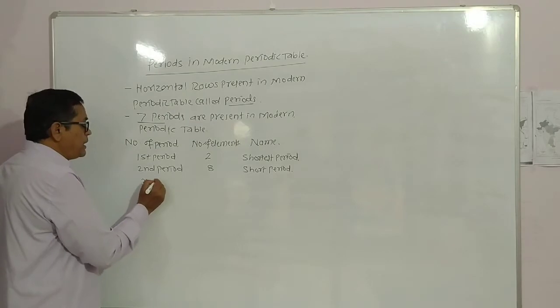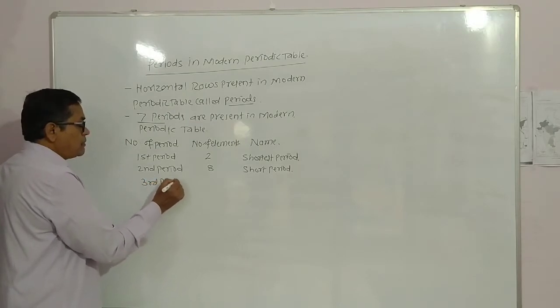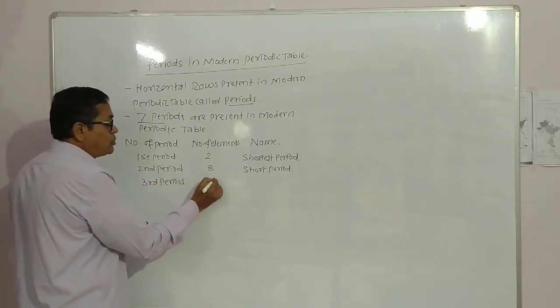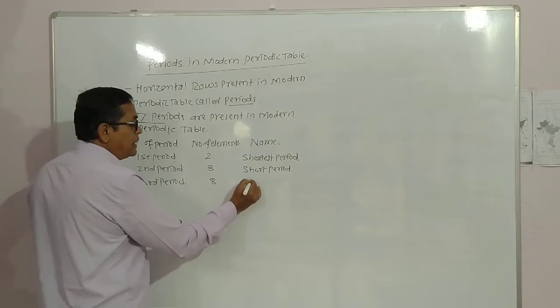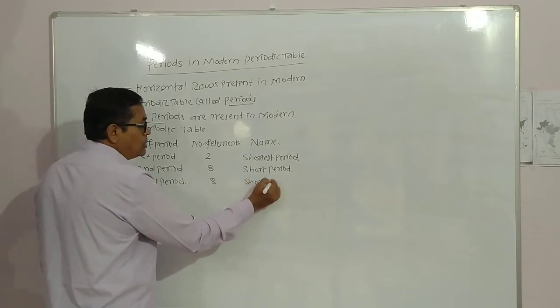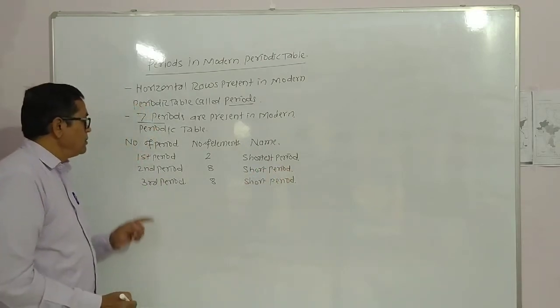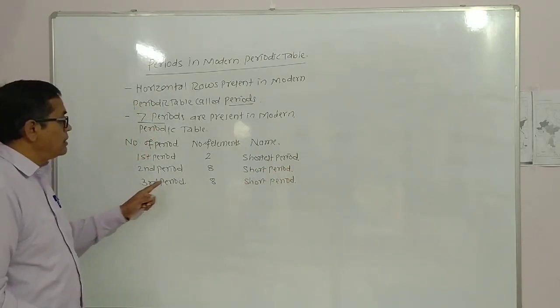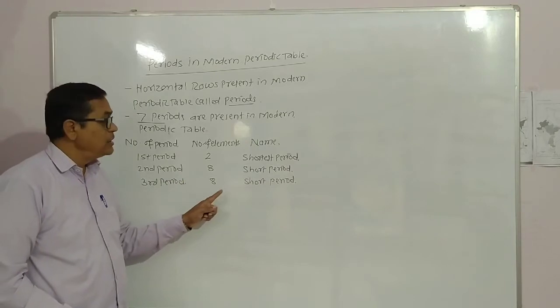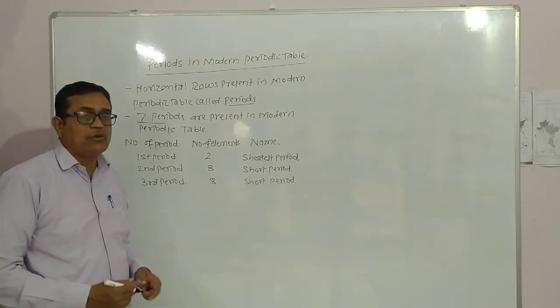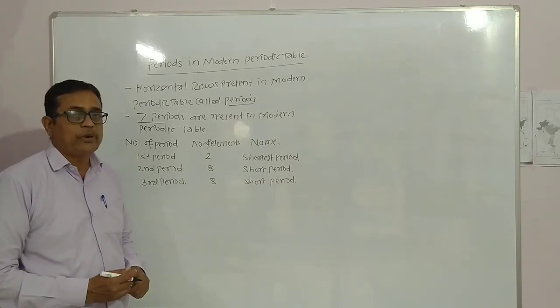Then the third period also consists of 8 elements. It is also called a short period in the modern periodic table. Second and third periods consist of 8 elements each, and hence these 2 periods are called short periods in the modern periodic table.